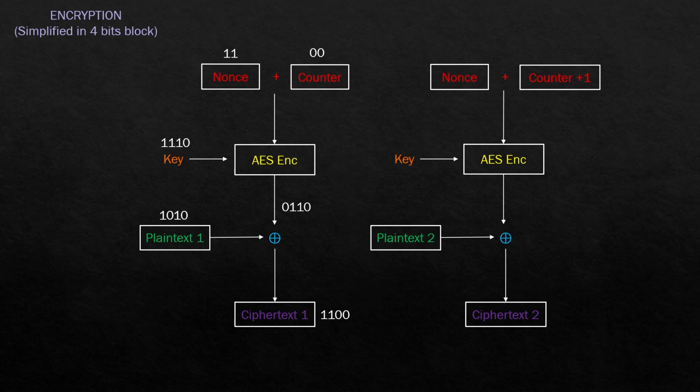In the second iteration, the nonce remains the same, but the counter is increased by 1, producing 01. It is then encrypted with the key 1110 and produces 1101. The output block is now XOR with the plaintext block 2, 1010, producing the second cipher text block containing 0111. As shown in the diagrams, although the same nonce, key and plaintext are used, with a different counter, the cipher text output will be different.